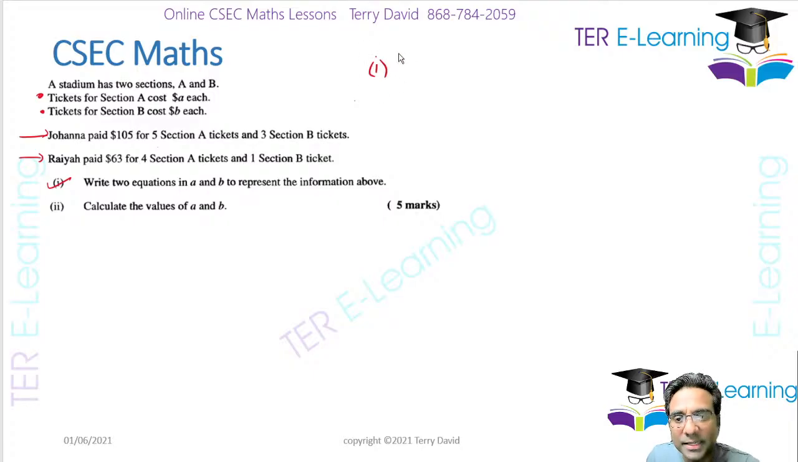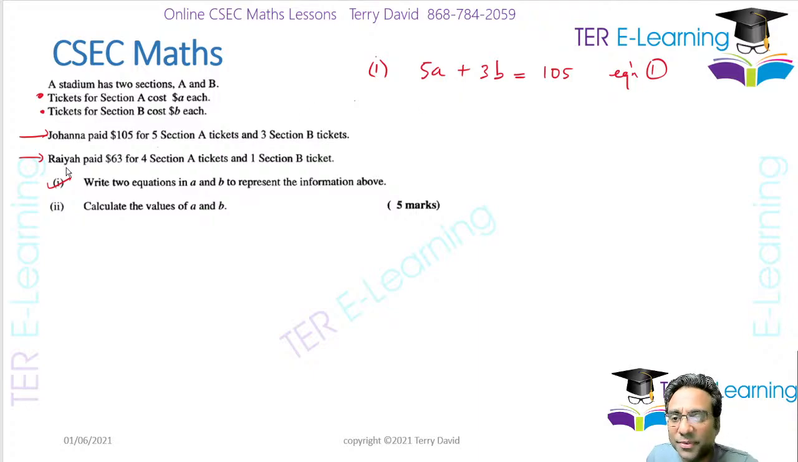So in part 1, let's work that out here. You have 5 section A tickets, so that's going to be 5A, plus 3 section B tickets, is equal to 105. So that's the cost for those tickets, $105. So that's one equation, so we're going to call that equation 1.